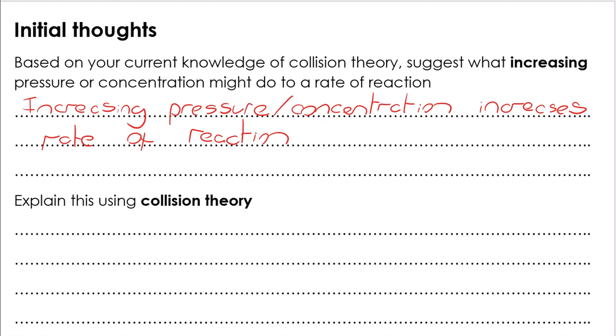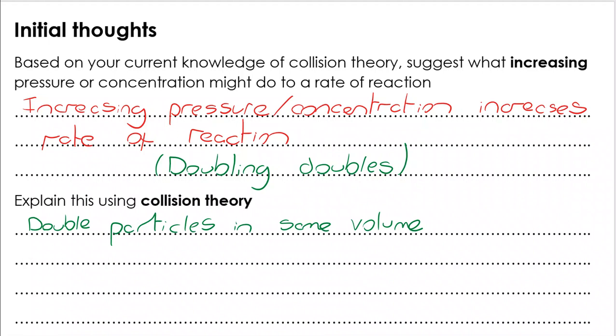But I'm going to add a little bit more to this. We spoke in the temperature topic about how an increase of 10 degrees Celsius doubles the rate. With concentration, with pressure, with surface area, it's much more straightforward. Doubling will double. If I double the pressure or I double the concentration, I double the rate. If I treble, I treble. If I halve, I halve. Using collision theory, how can we explain this?